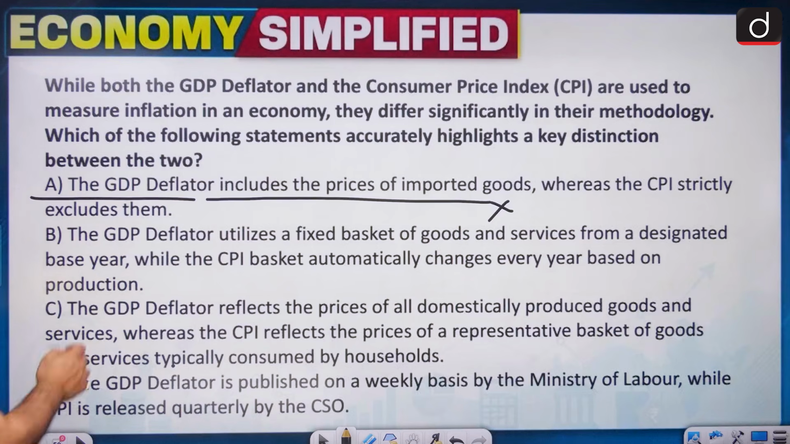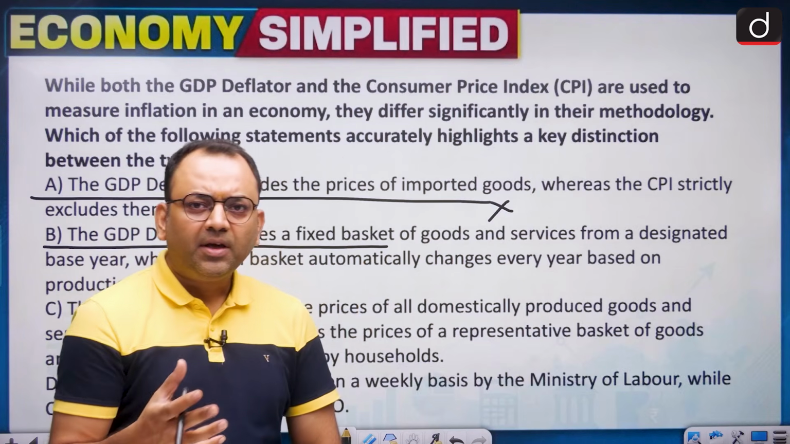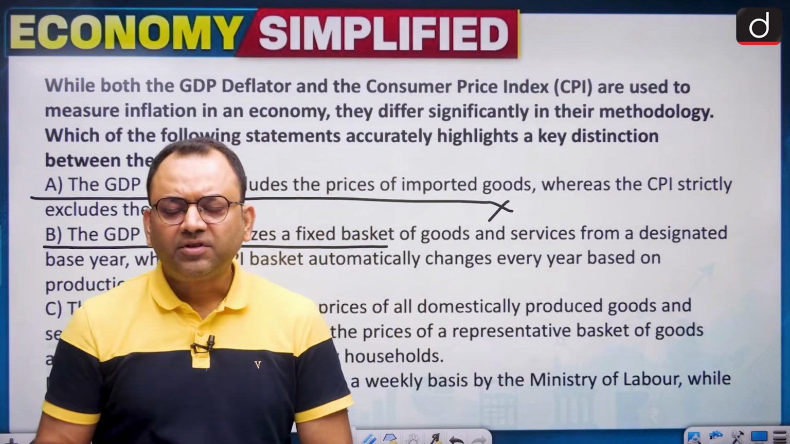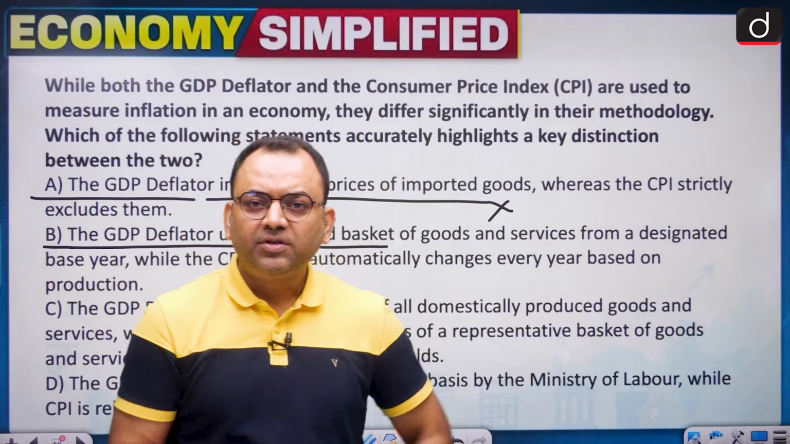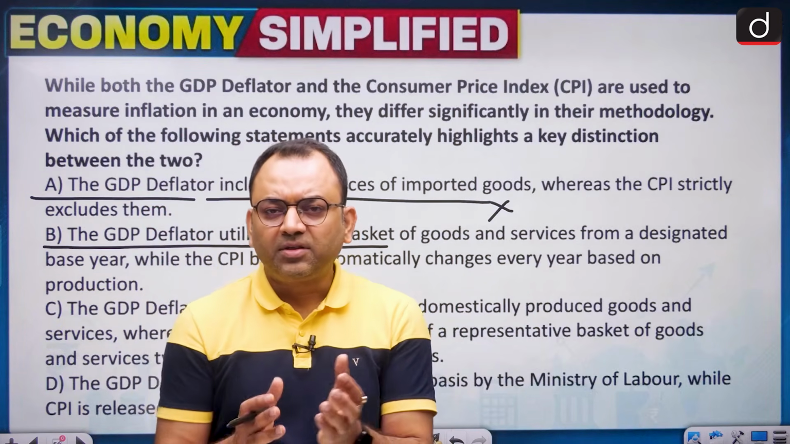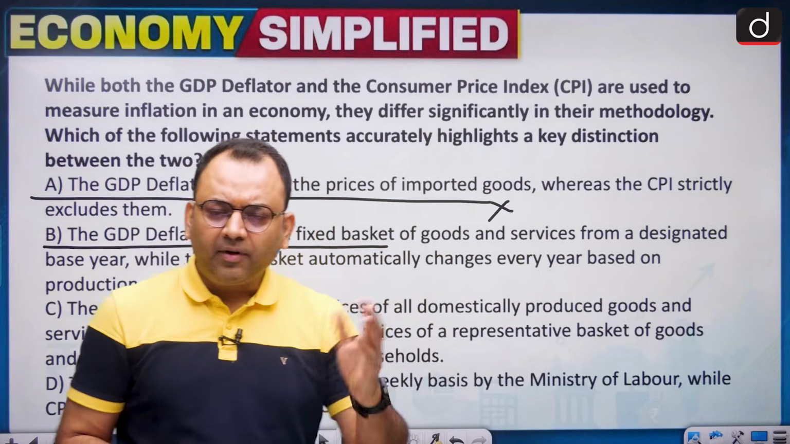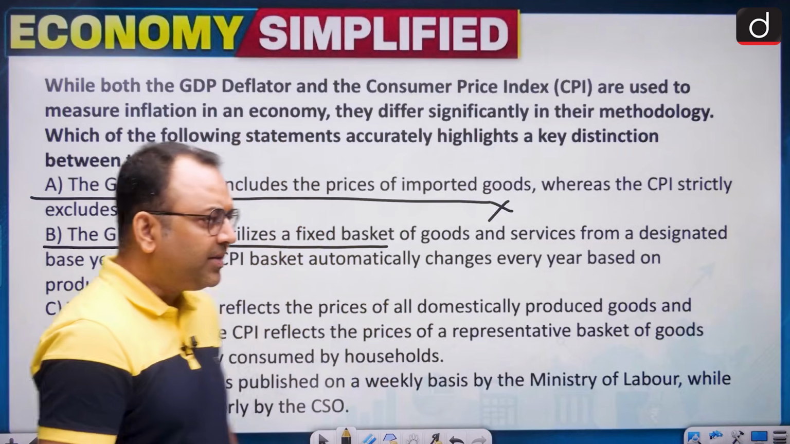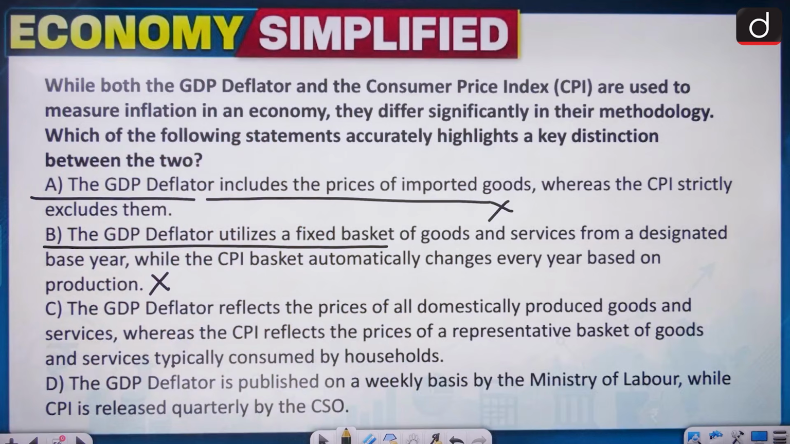Now, "GDP deflator utilizes a fixed basket of goods." This is incorrect, friends, because GDP includes every production in the country which is measurable, right? It's not about a basket. It's the CPI which uses a basket of the goods and services to measure the inflation. So GDP deflator doesn't talk about any basket. It measures all the GDP, the nominal and the real, they divide and they get to know what is the price increase. So this is incorrect here, that the GDP deflator uses a basket of goods, right?